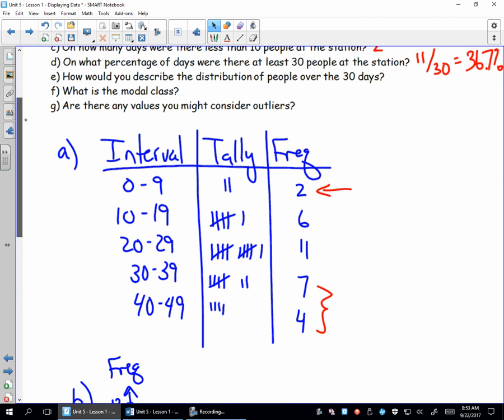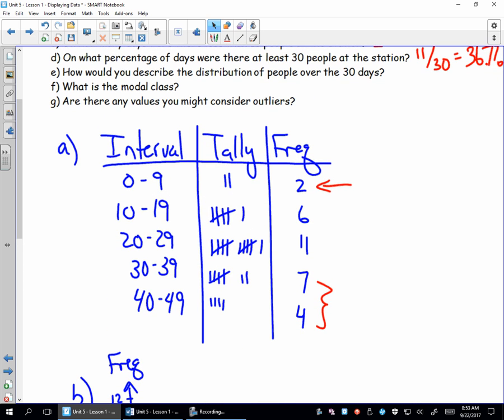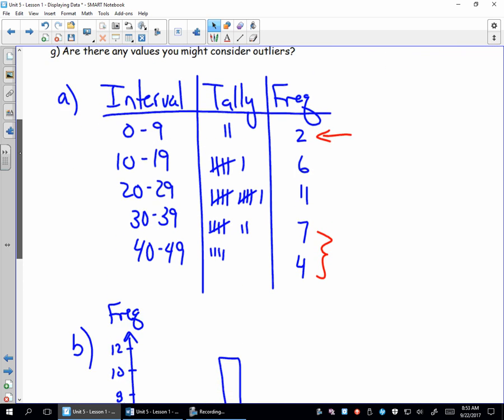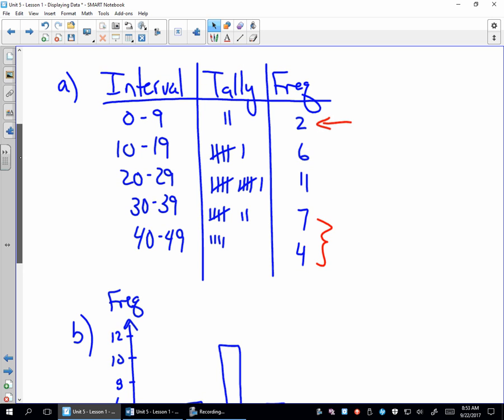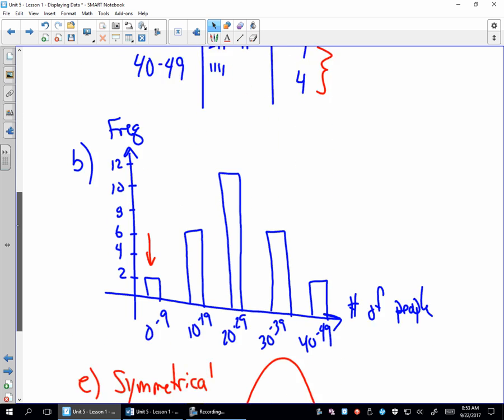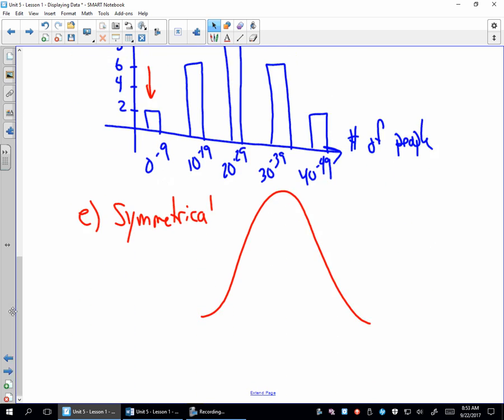All right, what else do we have? What is the modal class? The modal class is the most commonly occurring class. In other words, the biggest bar or the biggest number in our table. Right, we know that's 20 to 29.